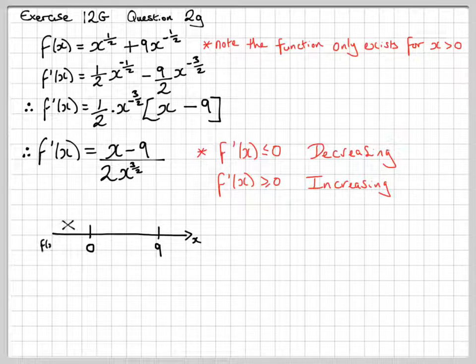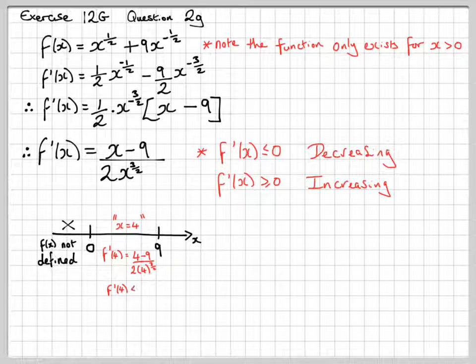Now, the first thing I'm going to say is we know that x cannot be less than 0 because f of x is not defined here. And now all we do is take a test value, first of all between 0 and 9, and then a test value greater than 9, so each in these subdivisions of the domain, just to see if the function is increasing or decreasing. Choose a convenient value. I'm going to choose x equals 4 here. Substitute that in, and I end up with this conclusion.